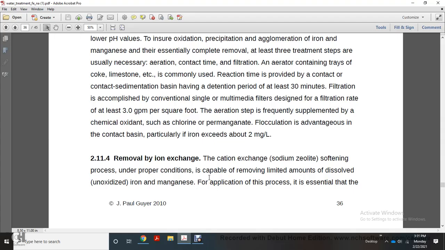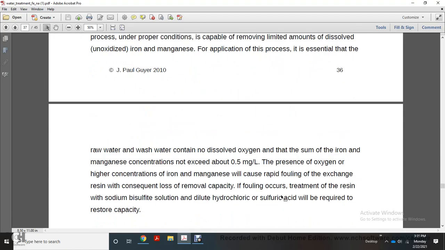Removal by ion exchange: the cationic exchange, sodium zeolite softening process, under the proper conditions, is capable of removing a limited amount of dissolved, unoxidized iron and manganese. For application of the process, it is essential that the raw water and wash water contain no dissolved oxygen. The sum of the iron and manganese concentrations should not exceed 0.5 milligram per liter in the presence of oxygen.